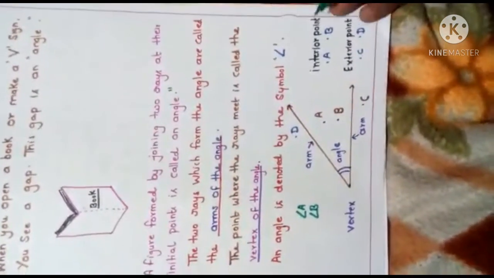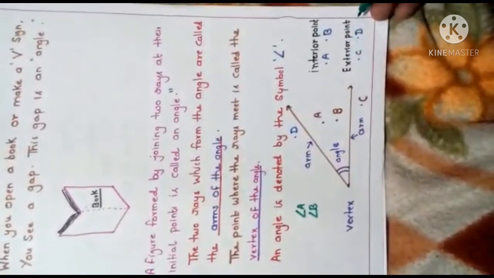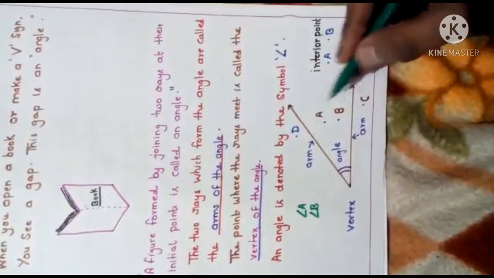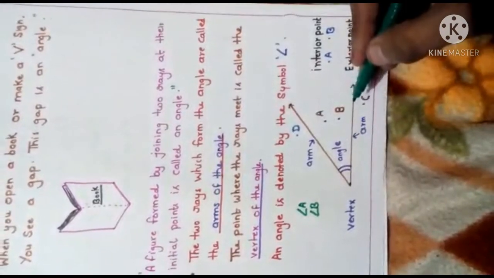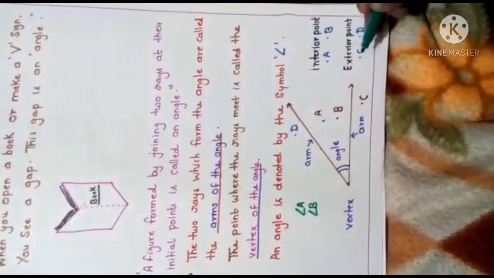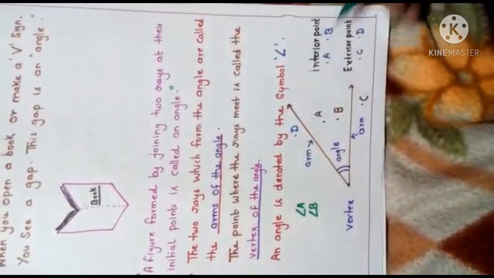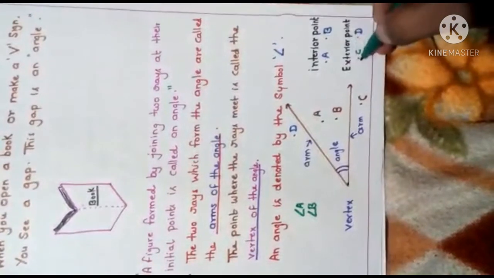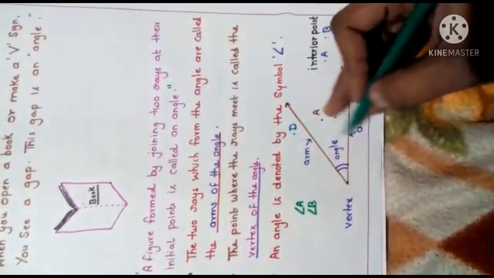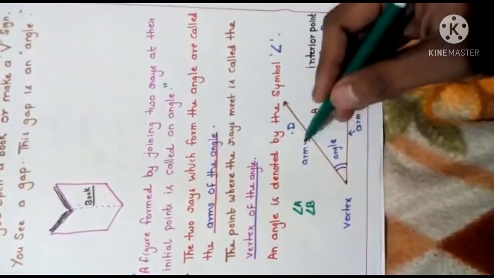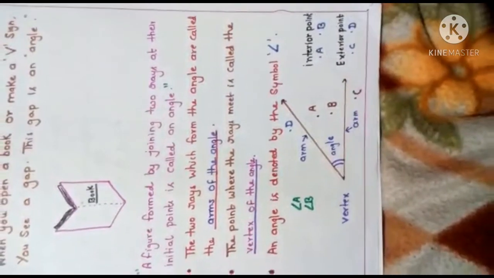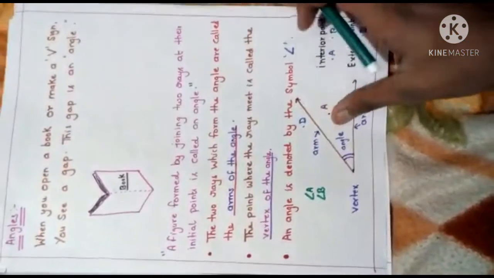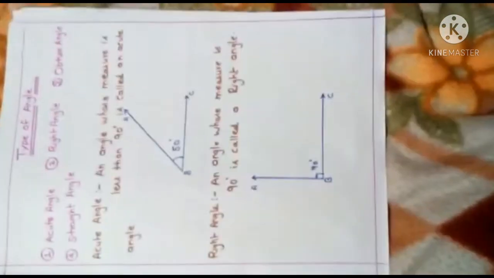What is an interior point? What is an exterior point? An interior point is present inside the angle, and an exterior point is present outside the angle. So here A and B are interior points and C and D are exterior points. So you note down. Understand? Next I will explain types of angles.